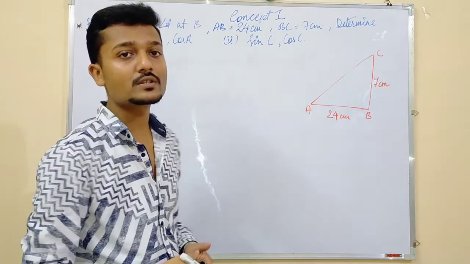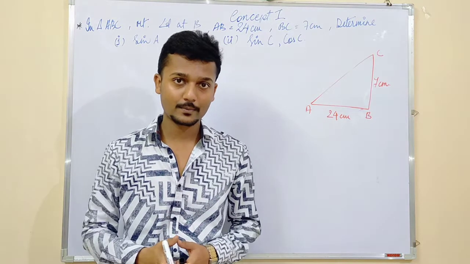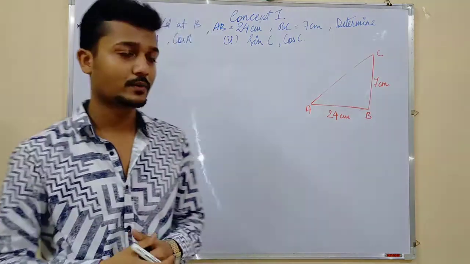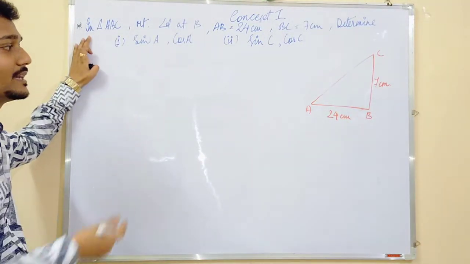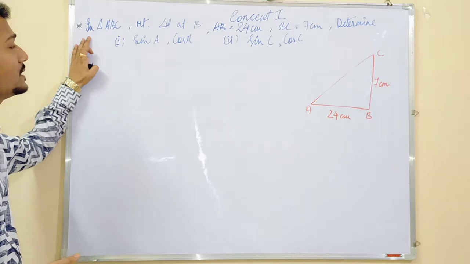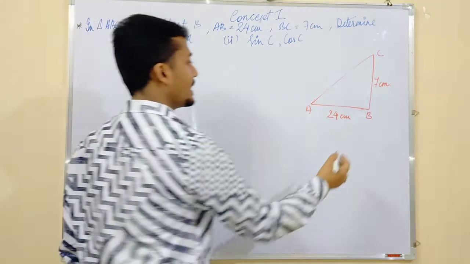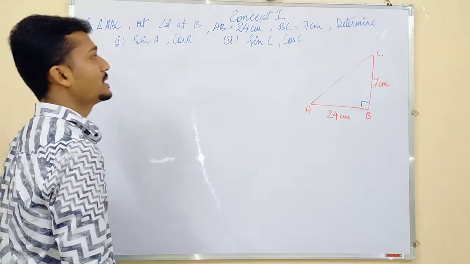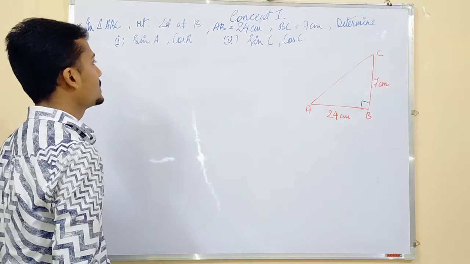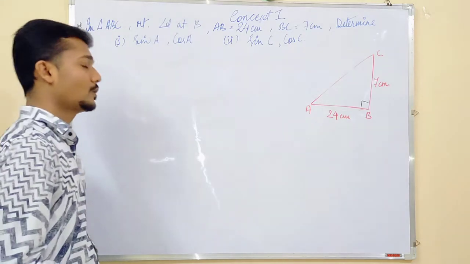Now the next question that we are going to see is related to that concept only, but it is another example. In triangle ABC, which is very well visible on the board, the right angle is at B, this is 90 degrees. AB is equal to 24 centimeter, BC is equal to 7 centimeter. Determine sin A, cos A, and number 2, sin C, cos C.